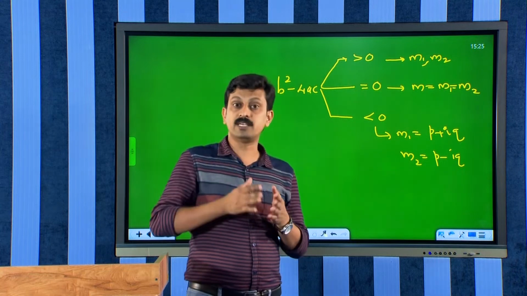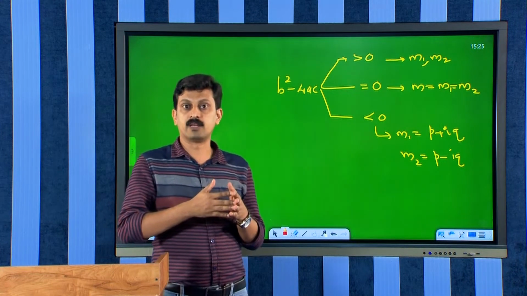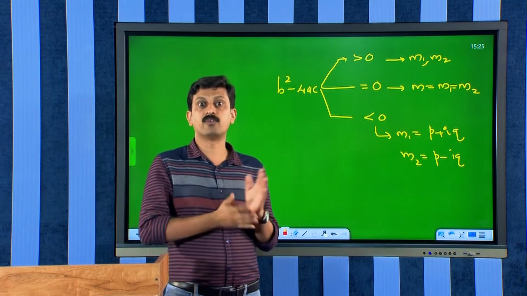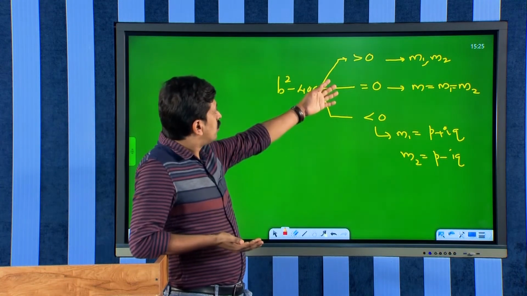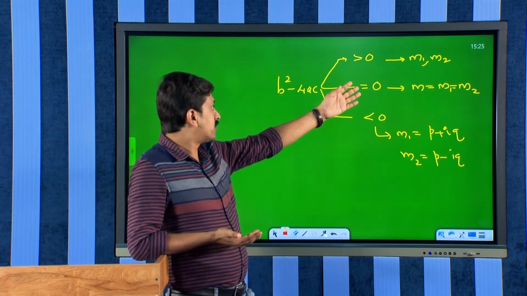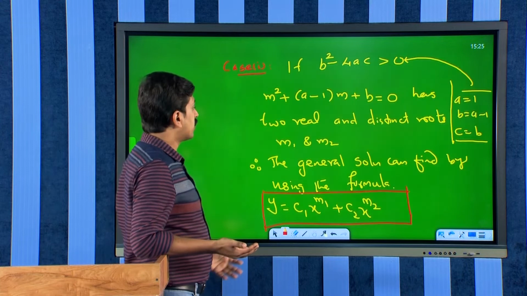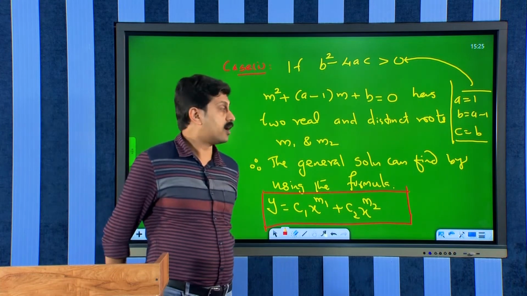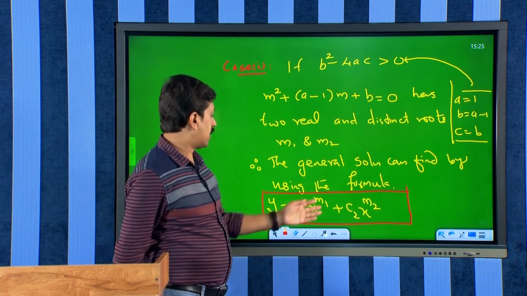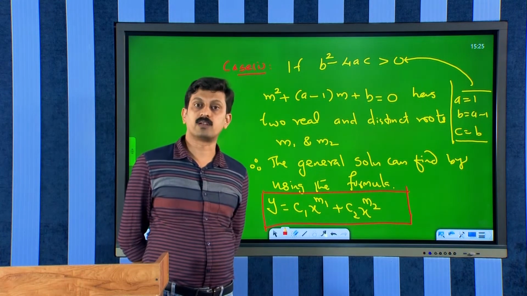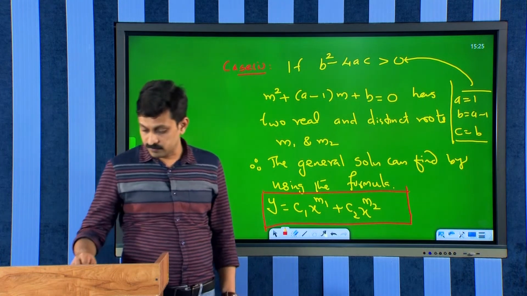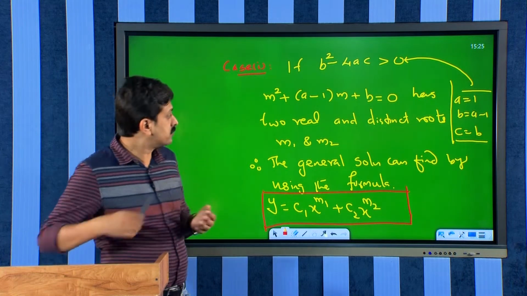In this case, b stands for a minus 1, c is b, and the value of a is equal to 1. So, if the discriminant is greater than 0, definitely they will have two real and distinct values for m, and the general solution will be y is equal to c1 x raised to m1 plus c2 x raised to m2.